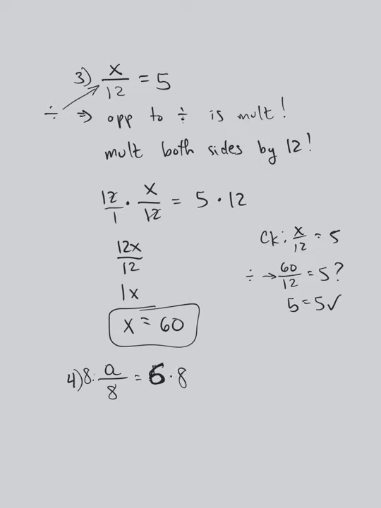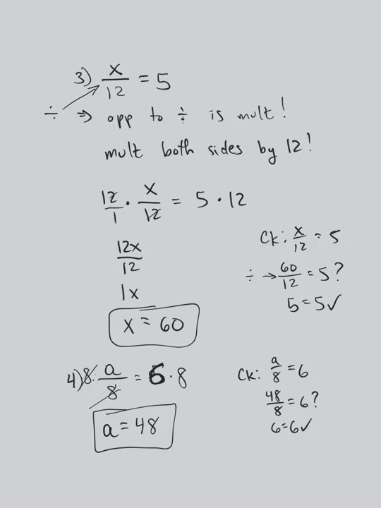All right, and now that we understand why that works, we could just cross those two 8's out. And so over on the left, we just have a, so we have our variable isolated, and then 6 times 8 is 48. Again, just getting that habit of checking. It'll become second nature, and so we think 48 is what a is. We're wondering that, but 48 divided by 8 is 6. And so a is 48. Now we know we've done things correctly.